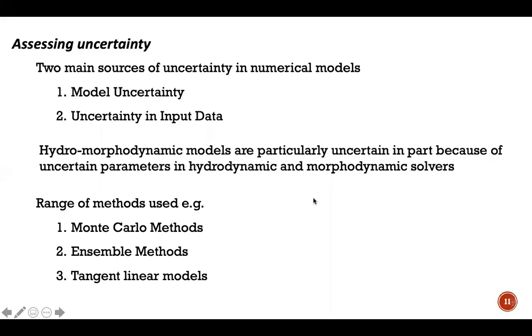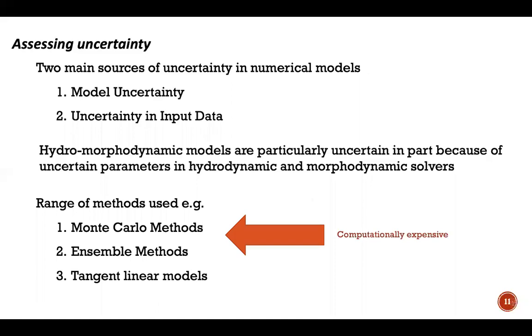So how do we go about assessing that uncertainty? There are a range of methods used. For example, Monte Carlo methods, which I'm sure you've heard of, and ensemble methods. Those are examples of statistical methods. But these are computationally expensive.